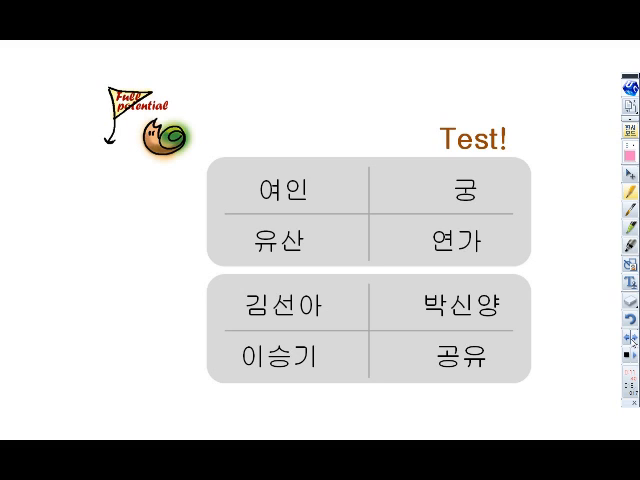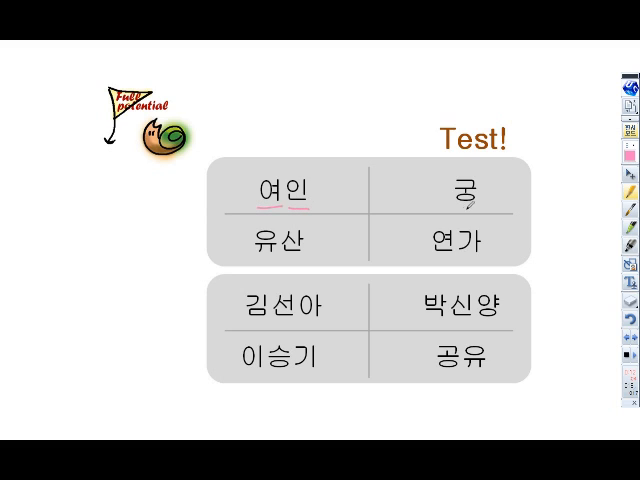Okay, now can you read the words below? Test yourself first. Okay, let's read them together.